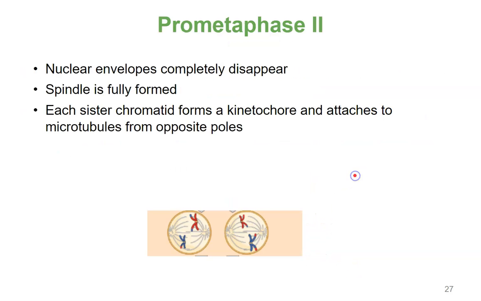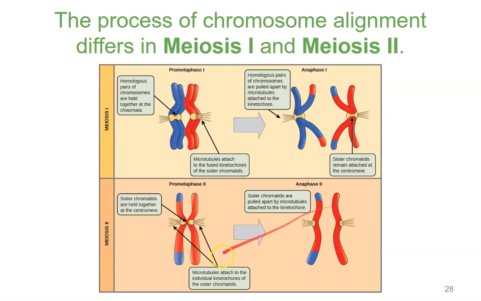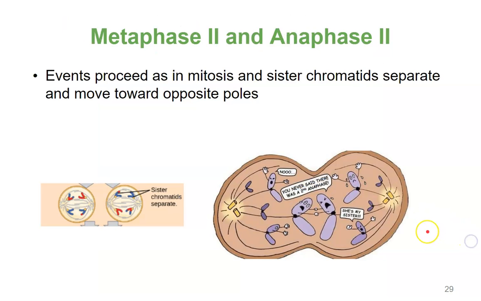Now we're going to separate the sister chromatids in meiosis 2. So spindles will reform, and then in anaphase 2, we're going to separate the sister chromatids now. And this is going to look a lot like mitosis. So meiosis 2 looks a lot like mitosis.